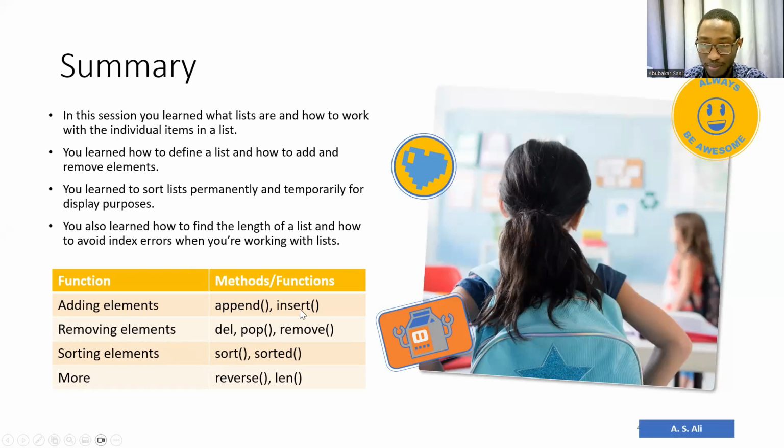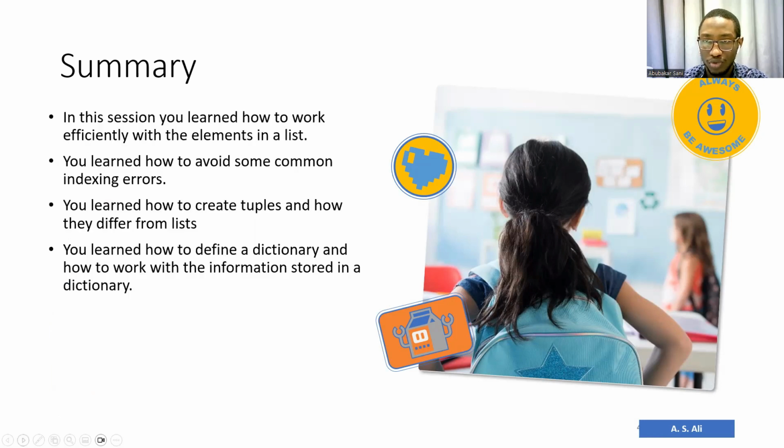When you are adding, use append or insert. When you are removing, use del, pop, or remove. When you are sorting, you have two options, sort or sorted, and there are others like reverse and len. We also learned how to work efficiently with these elements and how to avoid indexing errors. We looked at tuples and how they differ from lists. And lastly, we looked at dictionaries, how they work with the information stored in them, and how they differ from lists and tuples.